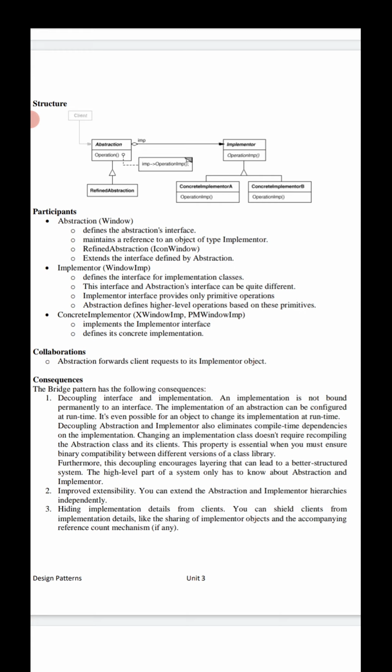Here, icon window is the refined abstraction, the subclass icon window in the motivation section. Refined abstraction, in the sense icon window, extends the interface defined by abstraction. This is the main intention of the abstraction window class. And coming to the implementer in the motivation section, implementer means WindowImp. Okay, what does it define? It defines the interface. Implementer acts as an interface for implementation classes.